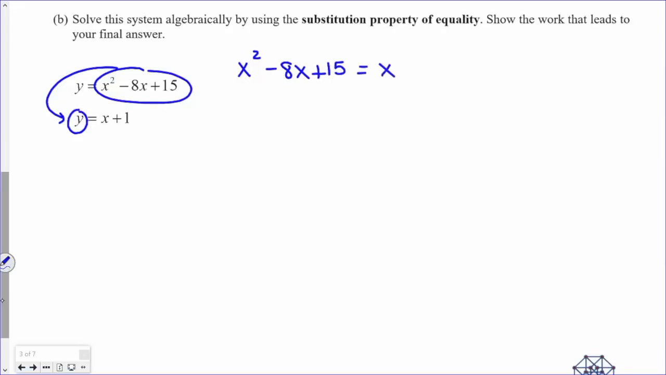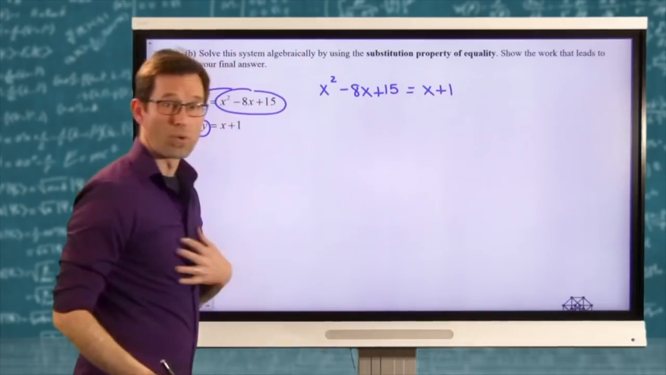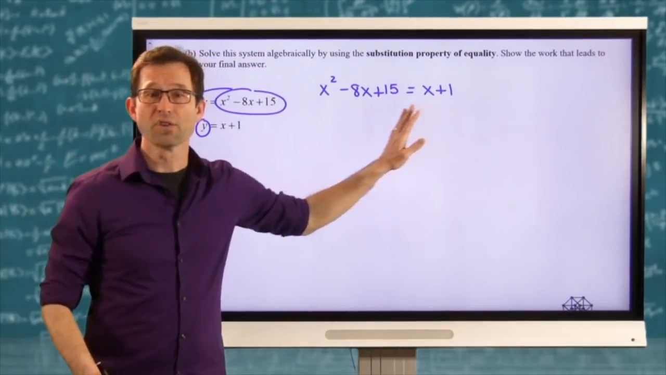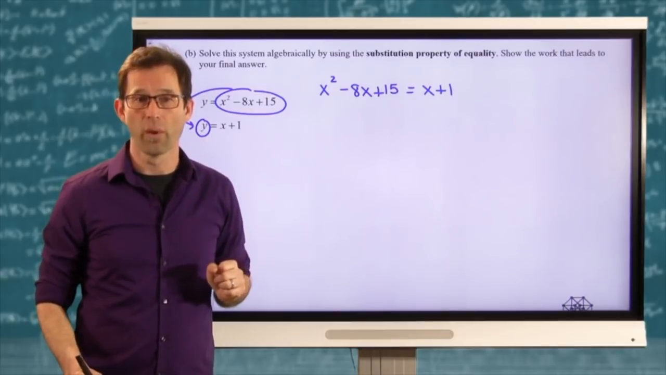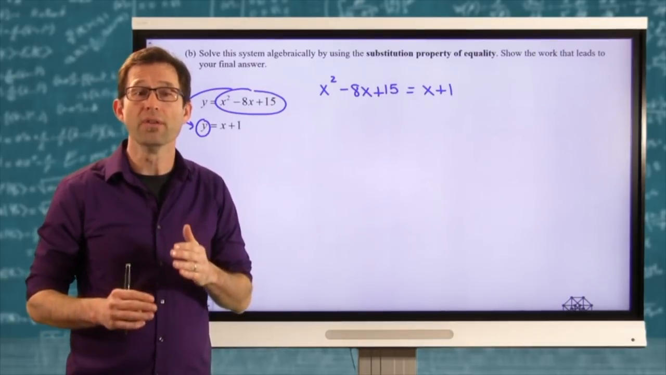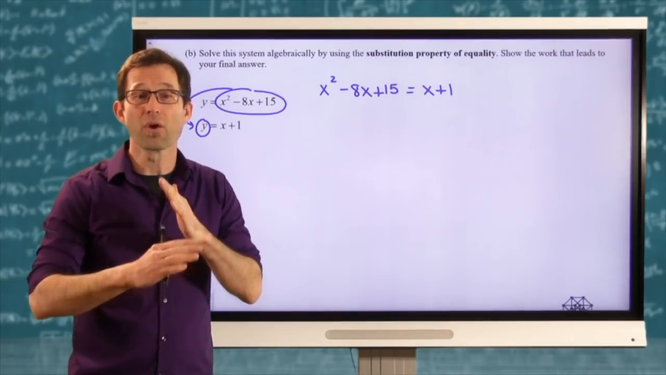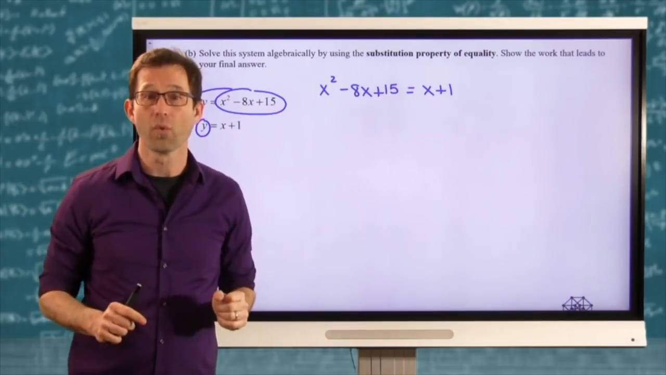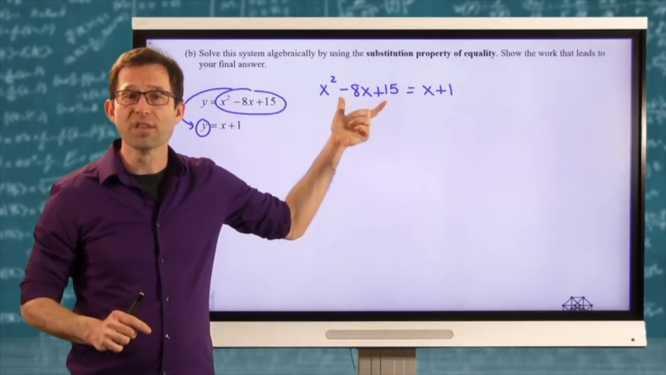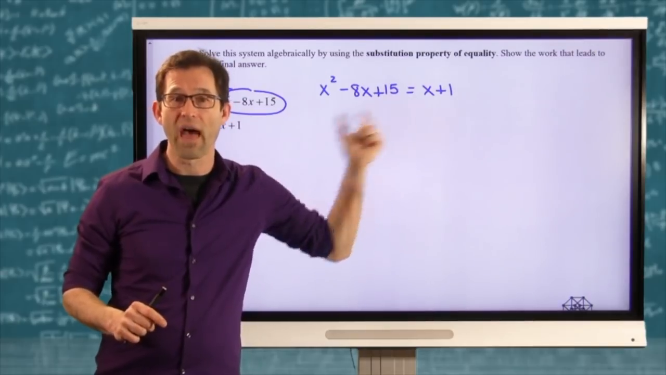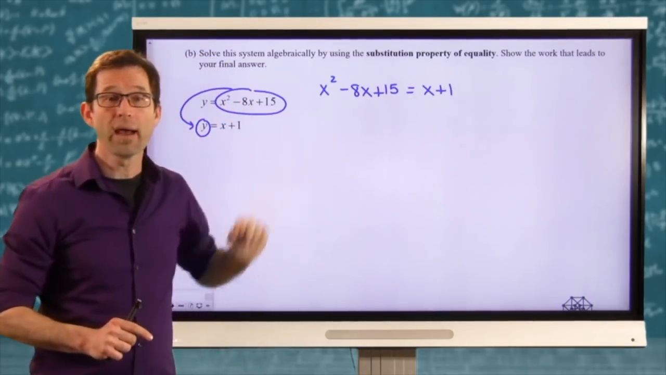Now, a lot of teachers, including yours truly, use a special phrase for this. We say, set the equations equal. And what you're really doing there is the algebraic equivalent of figuring out where the equations cross, right? Where is this y value equal to that y value?